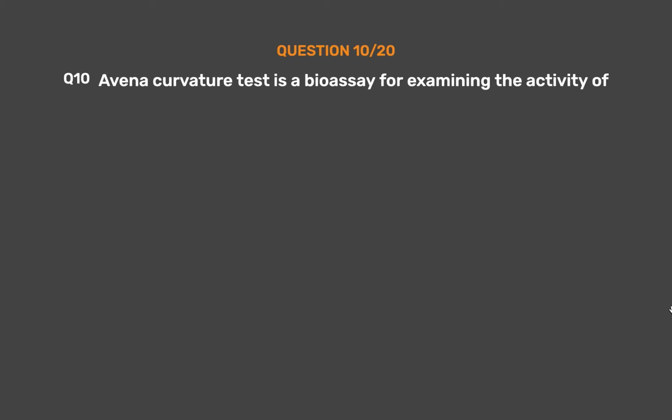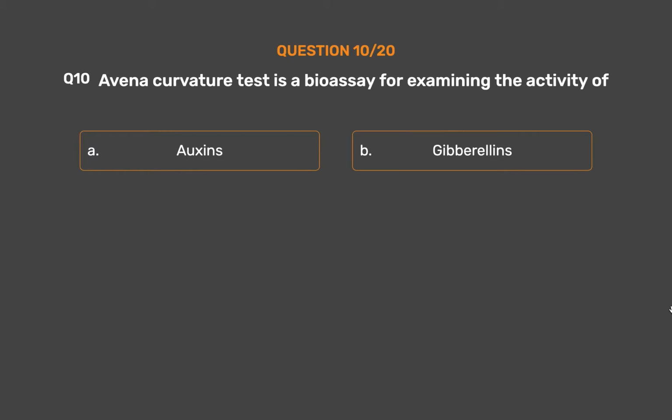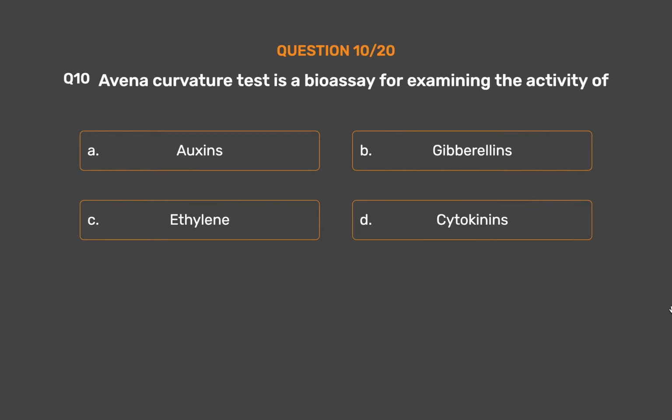Question number 10. A Avena curvature test is a bioassay for examining the activity of Option A. Auxins. Option B. Gibberellins. Option C. Ethylene. Option D. Cytokinins.